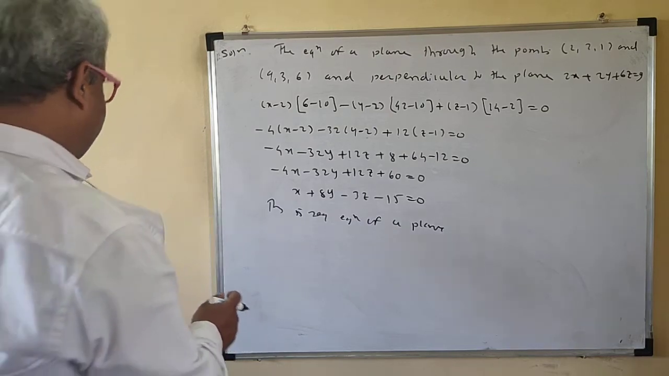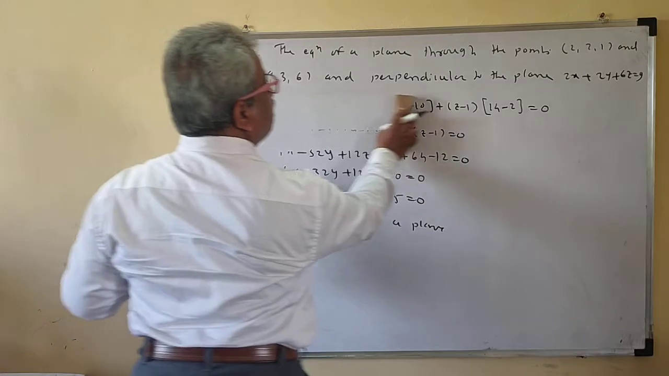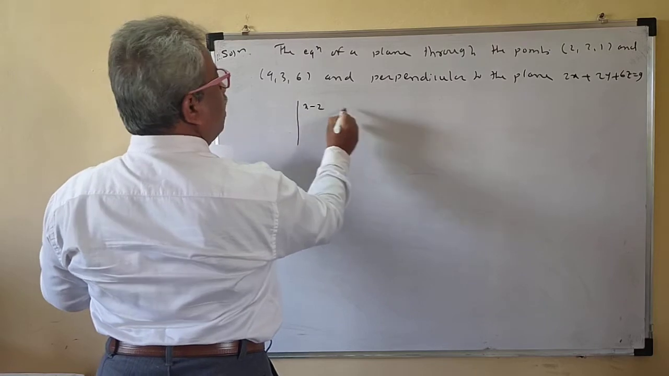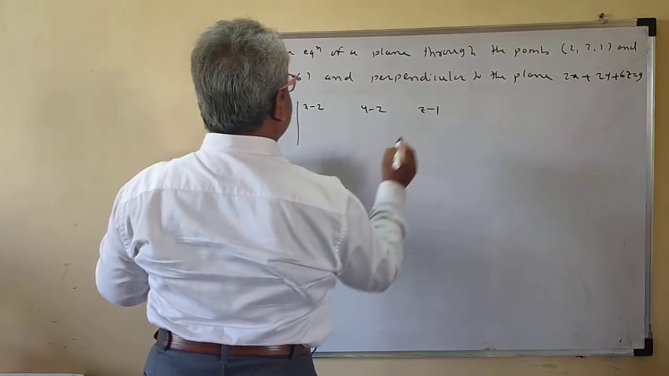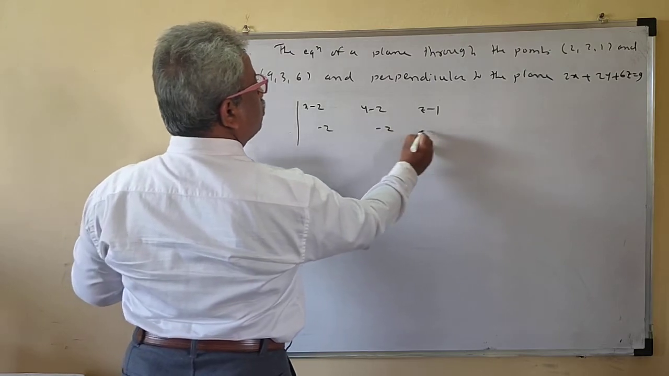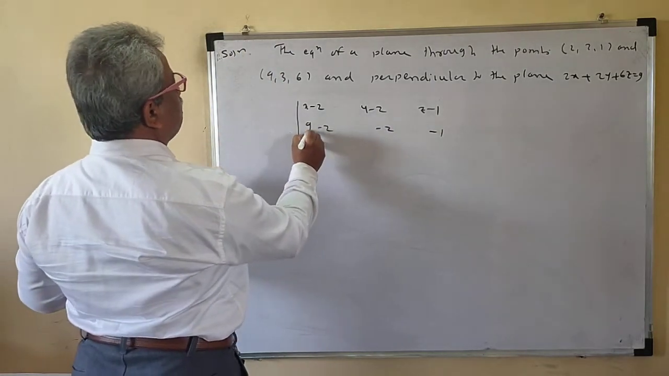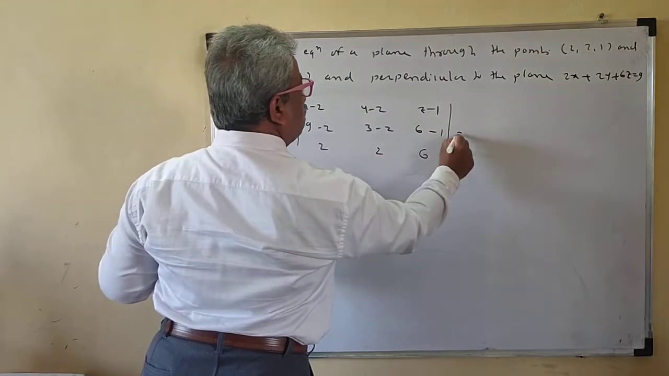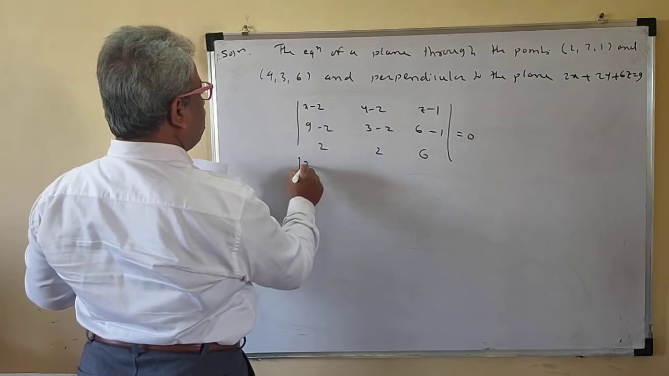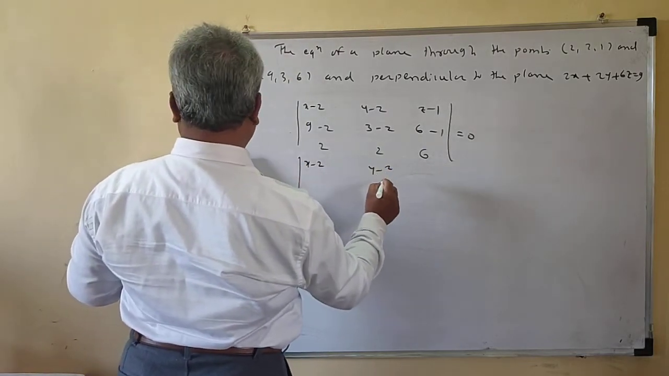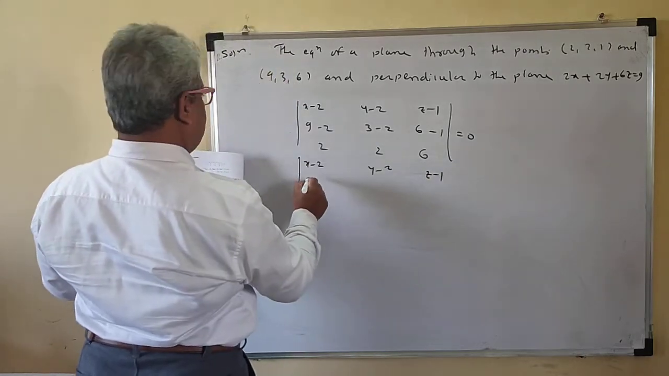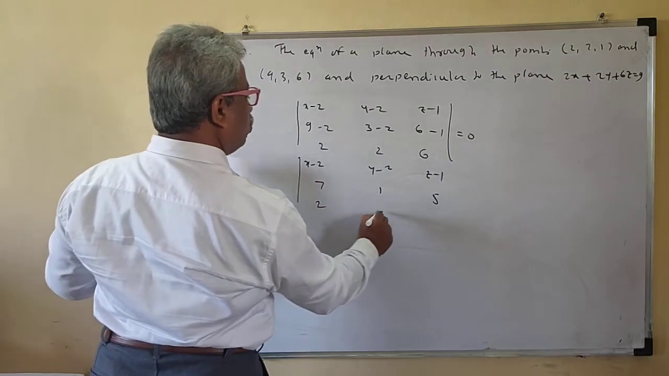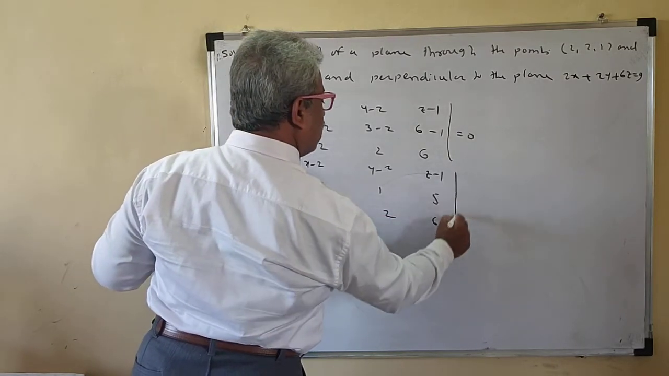I think we made a mistake somewhere. We'll check once again the answer. What is that? x minus 2, y minus 2, z minus 1. Okay, so this is minus 2, minus 2, minus 1 as it is. Then this is 9 3 6, then this is 2 2 6 is equal to 0. Okay, so this is x minus 2, y minus 2, z minus 1. This is 7 1 5. This is also correct. 2 2 6. Okay, so this is 0.